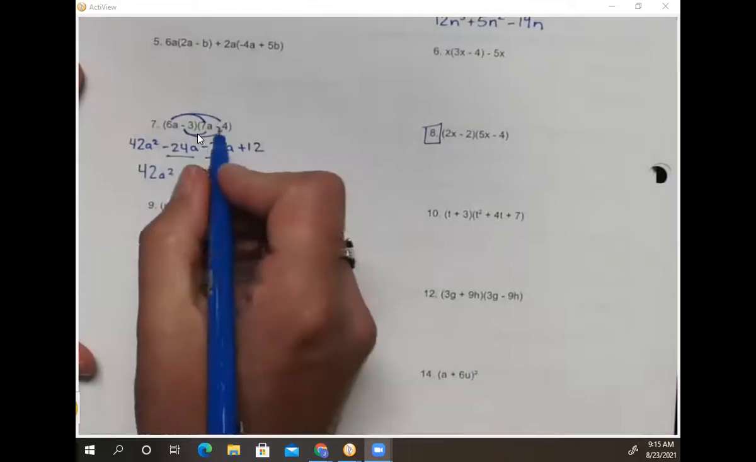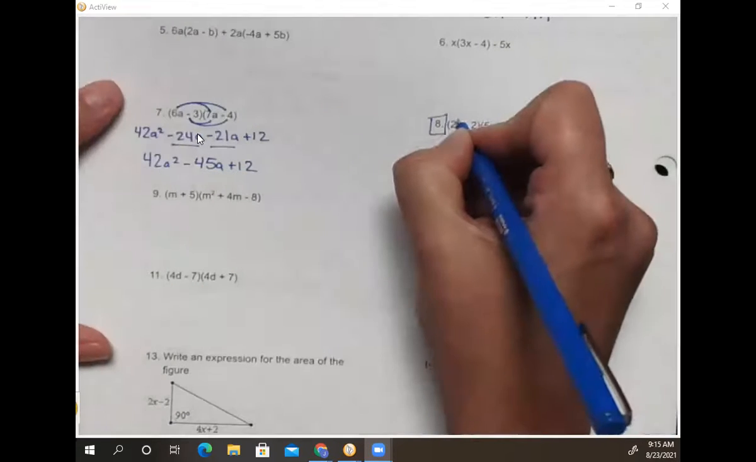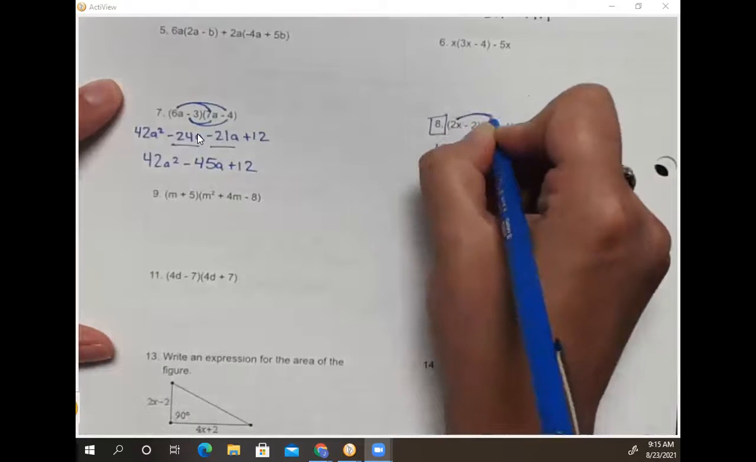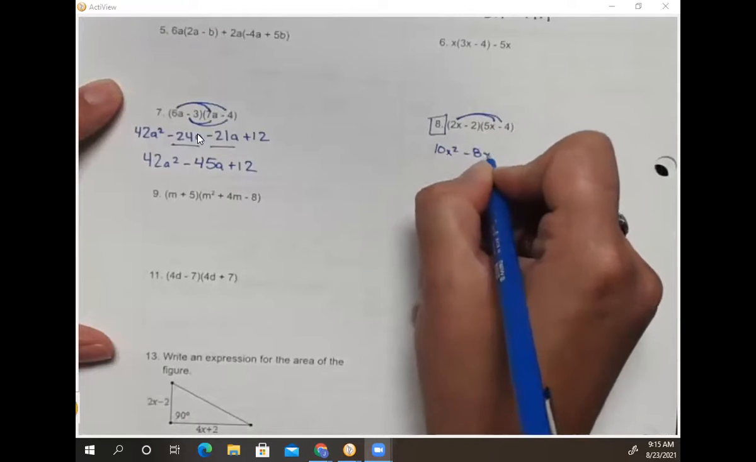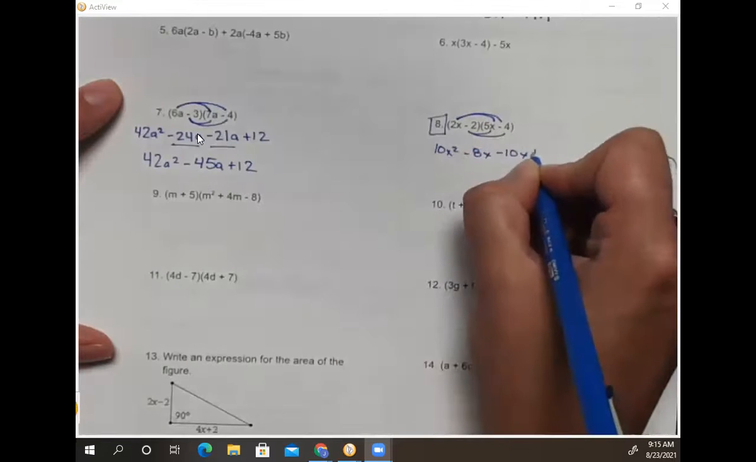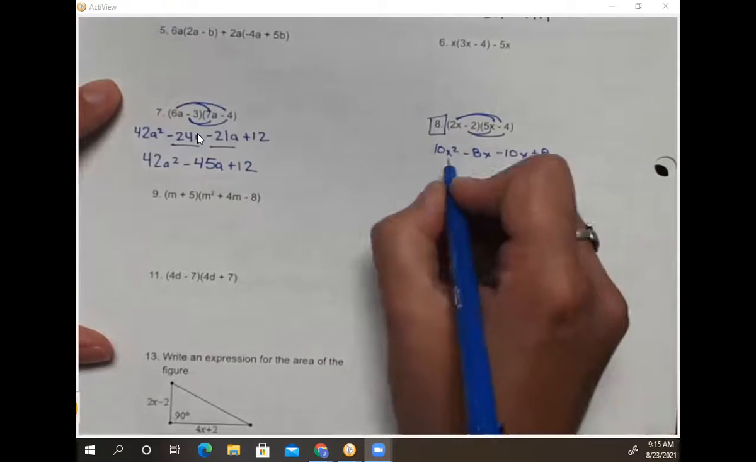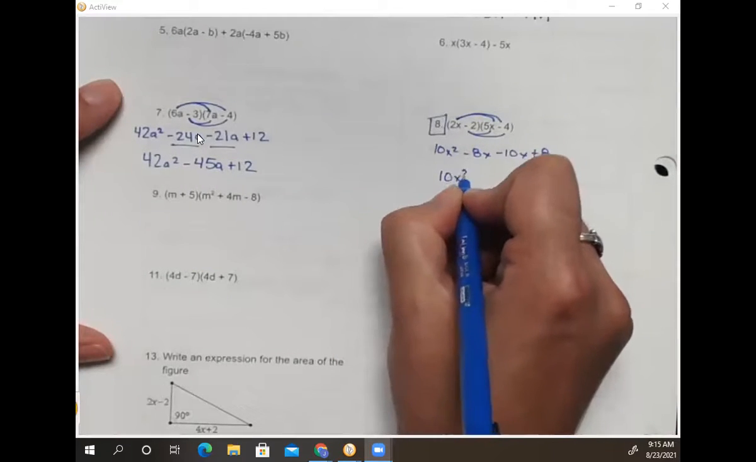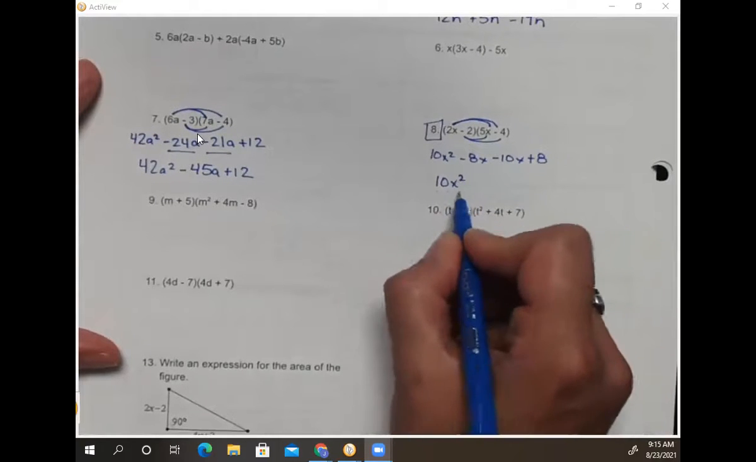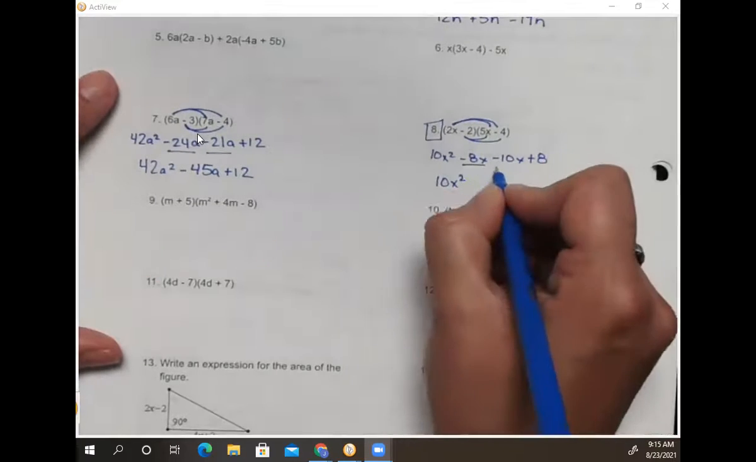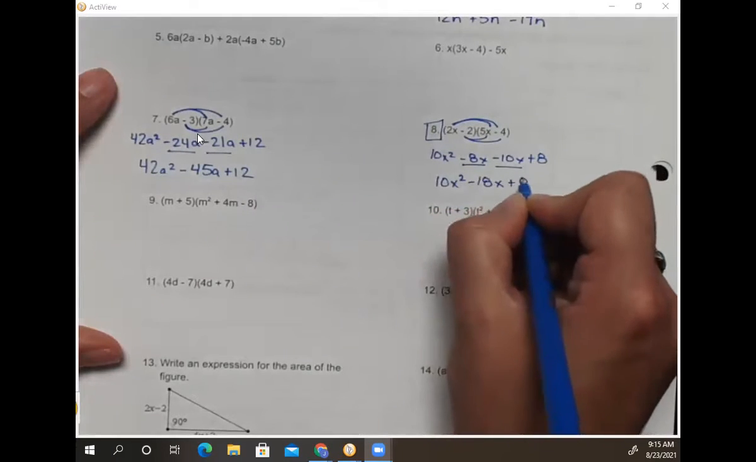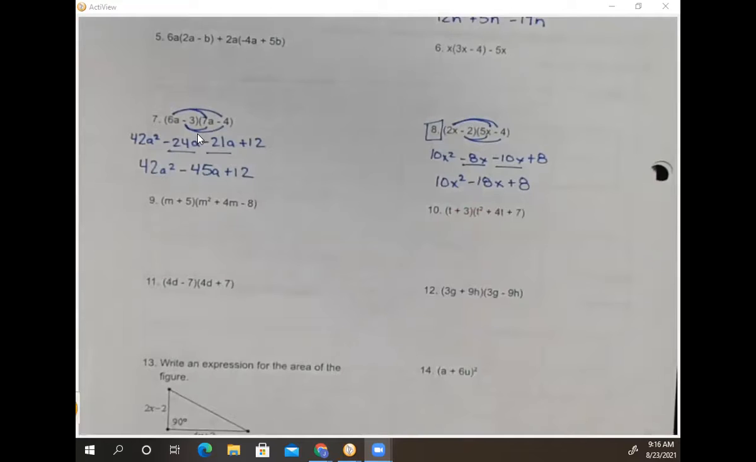Number 8, I'm going to do the same thing that I did on number 7, distribute the same way. So I would start with 10x squared minus 8x minus 10x plus 8. 10x squared is my only x squared term. Since this has the biggest exponent, I'm going to put that term first. Then combine our like terms. So we would get negative 18x plus 8. Any questions on number 8?